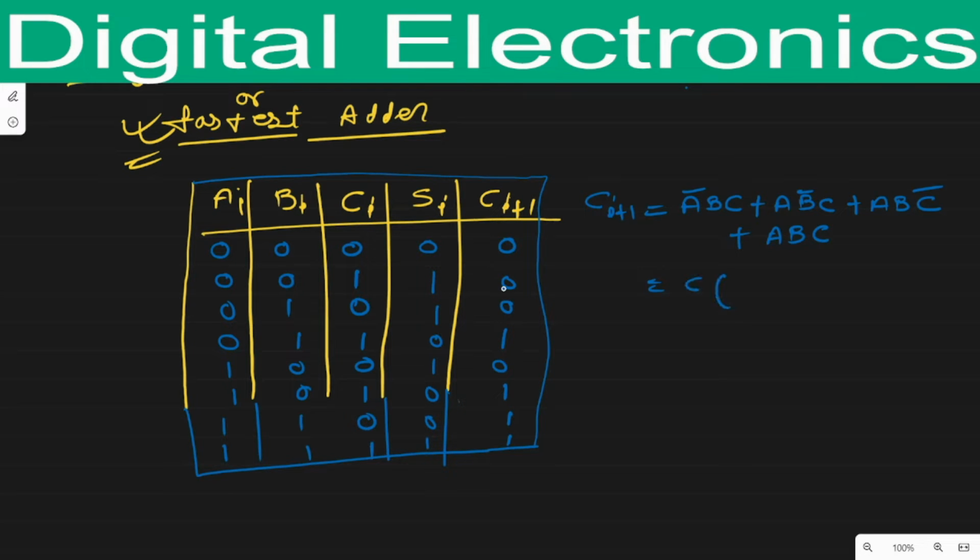From the first and second minterms, C is common. So after taking the common element, what will we get? We will get Ai XOR Bi times Ci. And in the last two terms, if we take Ai and Bi as common elements, then in the bracket we will get C plus C bar, and C plus C bar equals 1. So we will get Ai and Bi.